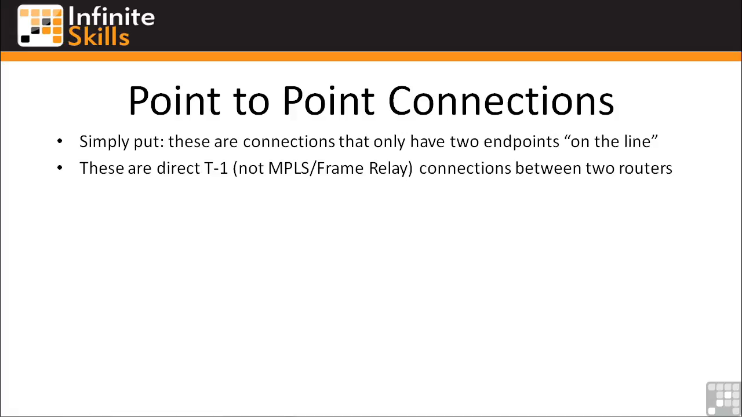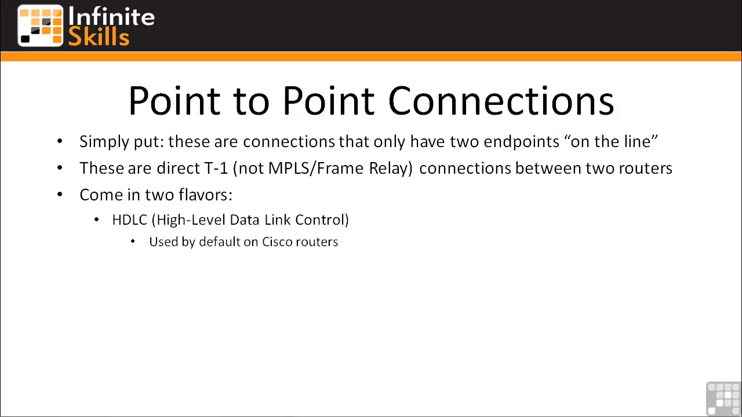Now, when you're talking about point-to-point connections, or serial connections, as you'll hear them referred to in the Cisco world, they come in two basic flavors. The first is HDLC, that stands for the High-Level Data Link Control Protocol. HDLC is used by default on Cisco routers. It's a Cisco proprietary protocol, and to be honest, it just works.